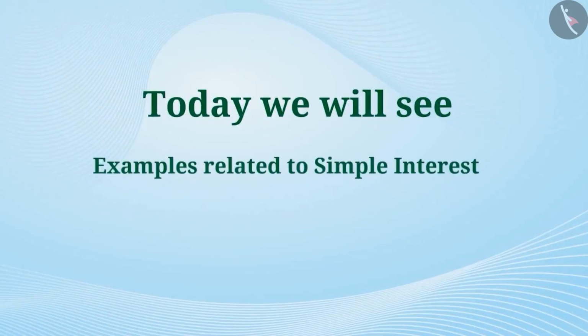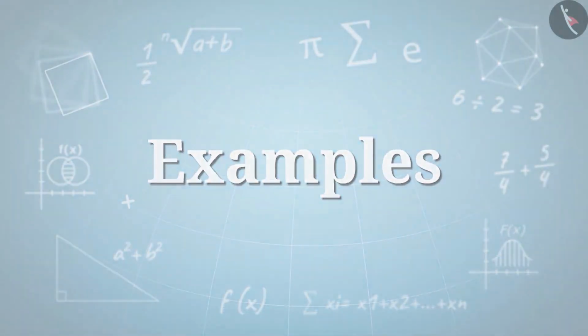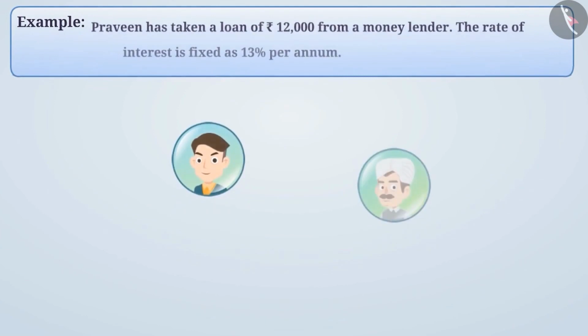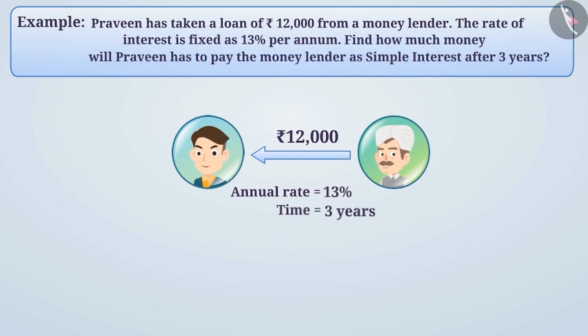Today, we will see some examples related to simple interest. Praveen has taken a loan of rupees 12,000 from a moneylender. The rate of interest is fixed as 13% per annum. Find out how much money Praveen has to pay the moneylender as simple interest after 3 years.